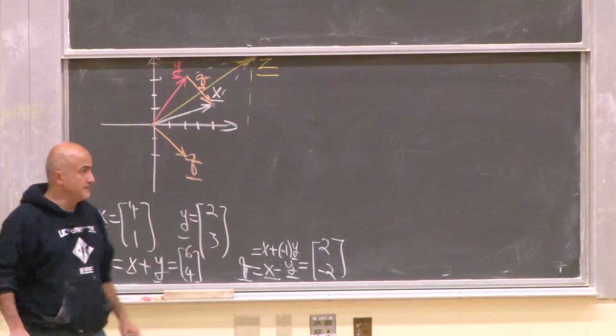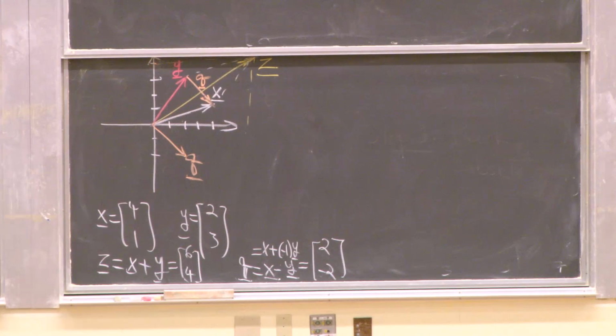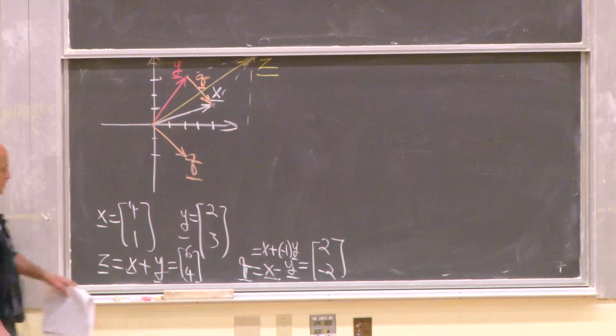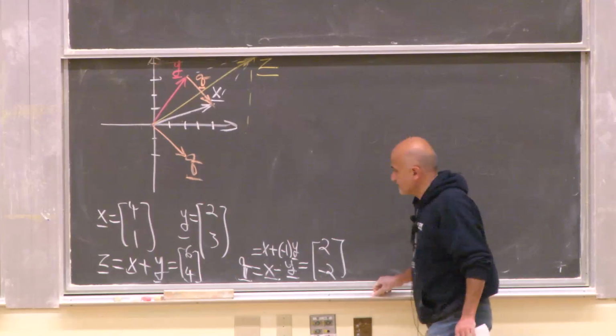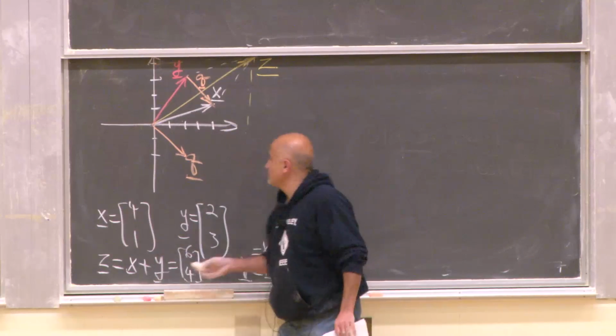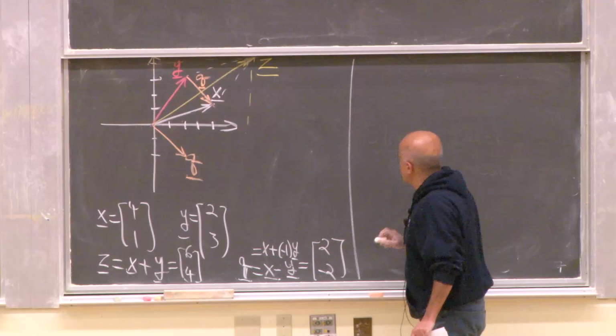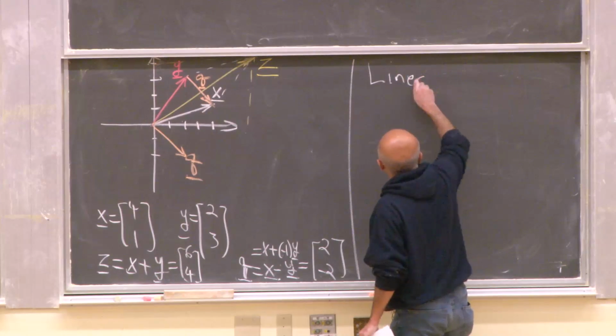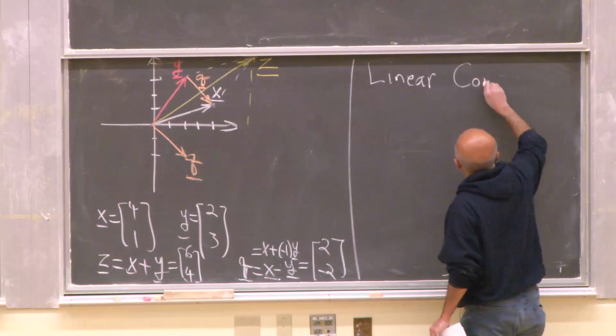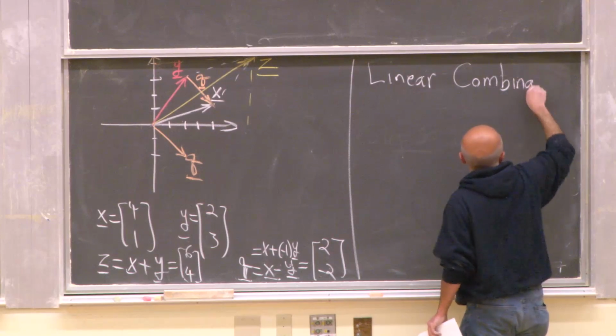Okay? So this is a geometric picture of vector addition. And in fact, by introducing the subtraction, I've introduced another operation among vectors, which is called linear combination. And this is going to play an important role in our storyline in the coming lectures.